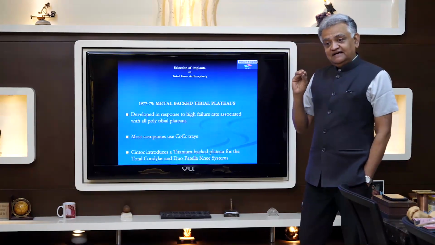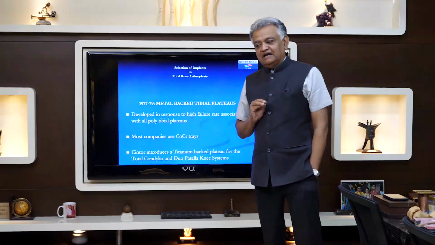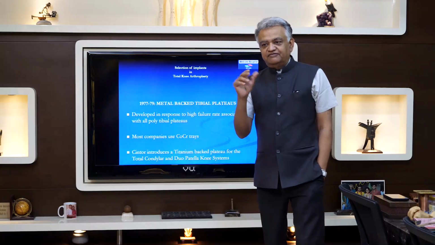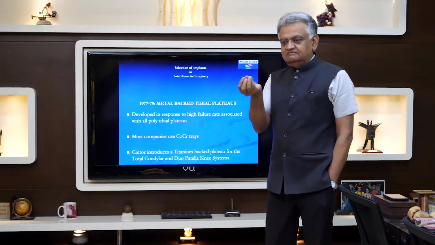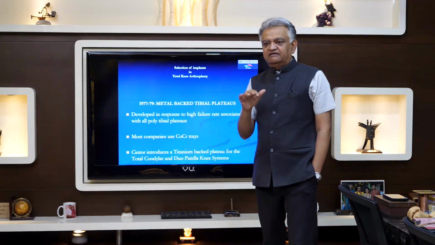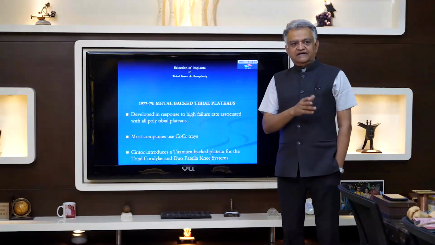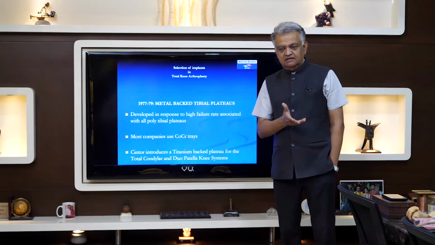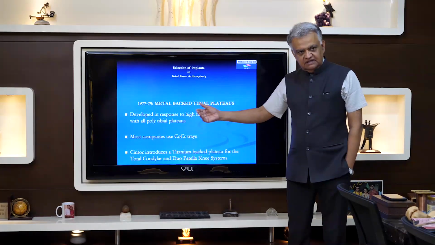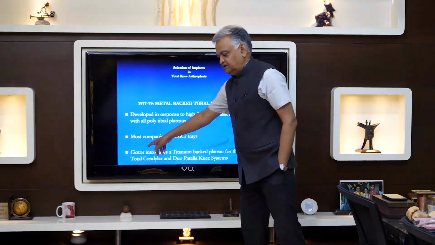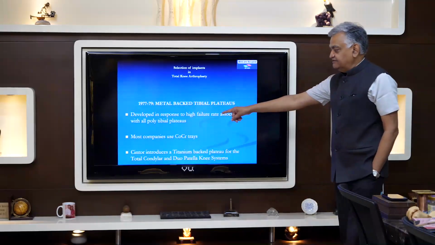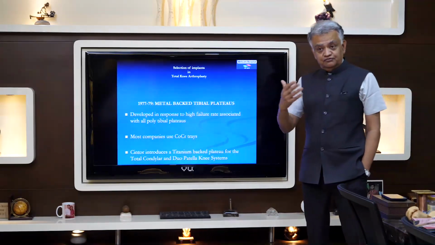Because we are at the selection of implants level, remind me if I forget it later on. Why am I mentioning something as detailed as whether a metal tray is made of cobalt chrome or titanium as a metal material? We'll touch upon this a few slides down the road. Syntol is the name of a company at that point in time, and it played a very important role in the evolution of the overall things.